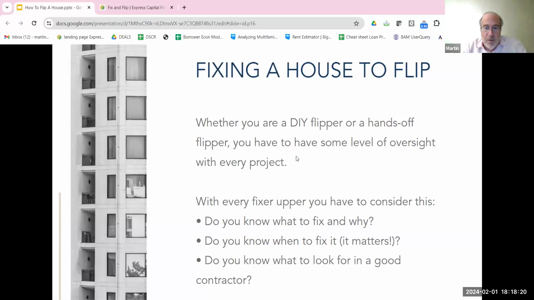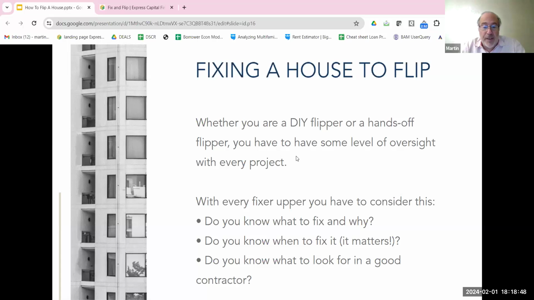You need to consider, do you know what to fix and why? Do you know when to fix it? It matters. And do you know what to look for in a good contractor? So with the first bullet, do you know what to fix and why? The most important parts of the house, believe it or not, are the bathrooms and the kitchen. Bathrooms number one, kitchen number two. Everything else is kind of minor, even though the bedrooms could be small or big. It's not a major factor when you're fixing and flipping.